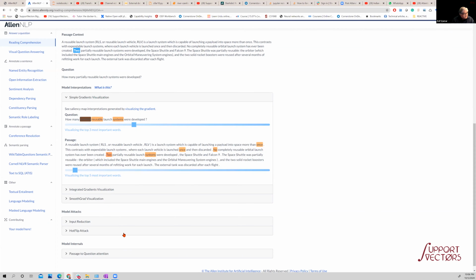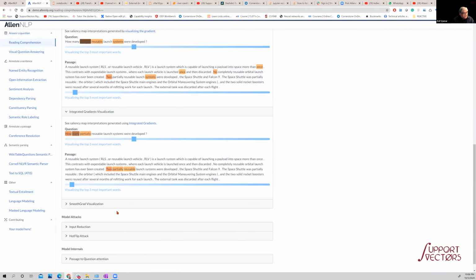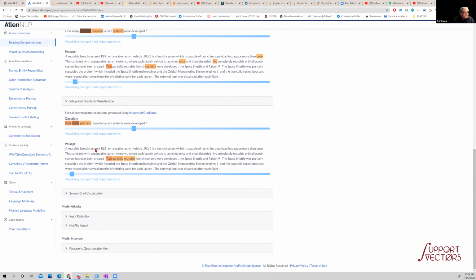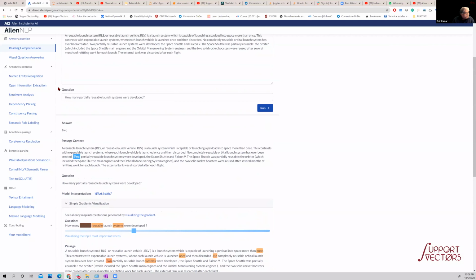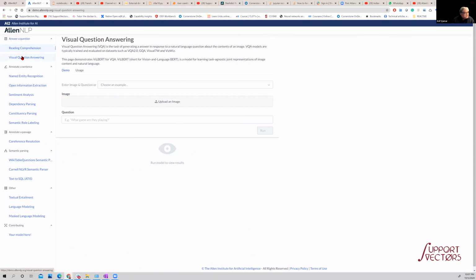So it can literally give you 2, partially reusable. It literally latched onto those words, right? And so on and so forth. And this speaks to the interpretability of the models. Very, very powerful. And you can literally see how far things have gone, right?